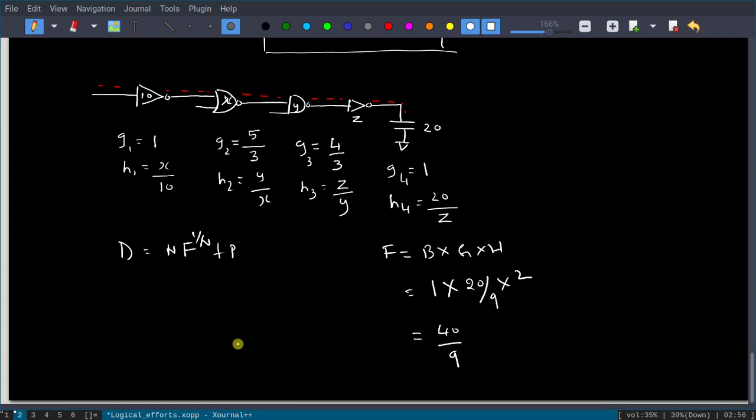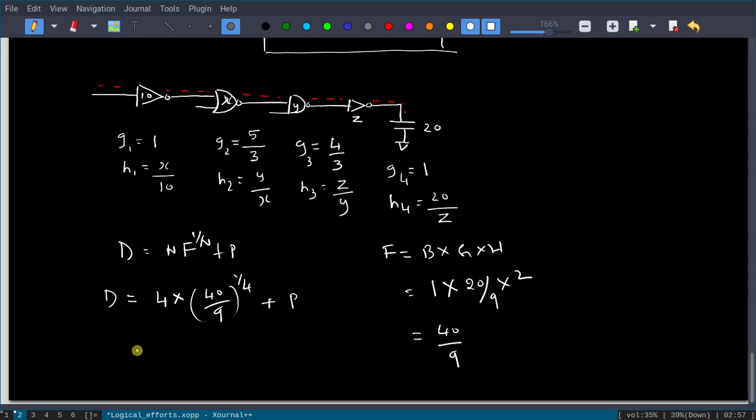So F we know, and we have to calculate the path delay. D is nothing but the number of stages, which is 4, and we have to find the nth root of F. So that means it is 40 by 9 to the power of 1 by 4. That one we have to calculate plus the parasitic delay, which is P.